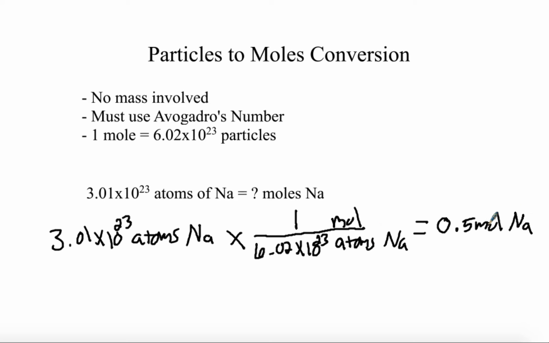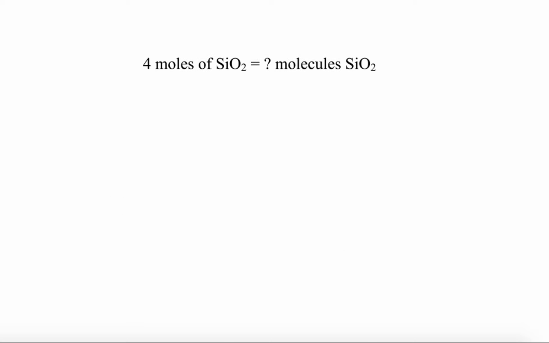Okay, so the process doesn't change. It is still setting up that fraction, the want unit, whatever you want to finish with at the end, divided by the have unit. But this time we're not using the molar mass. We are using Avogadro's number because what we're looking for and what we have is different. Now we're talking about particles. We're not talking about mass or grams or anything. So let's take a look.